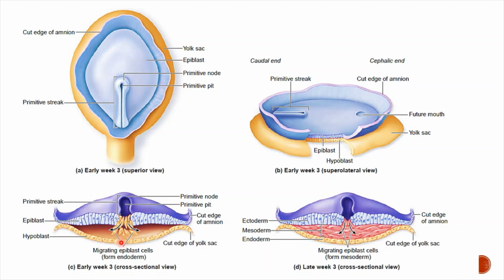They first of all replace the cells of the hypoblast, transforming it into the endoderm, and fill the space between the epiblast and the endoderm, forming the mesoderm, intraembryonic mesoderm. And then the remaining cells of the epiblast will be transformed into the definitive ectoderm. So this is what happens. So this is the endoderm, this is the mesoderm, and this is the ectoderm.